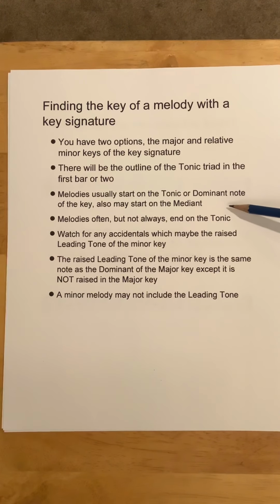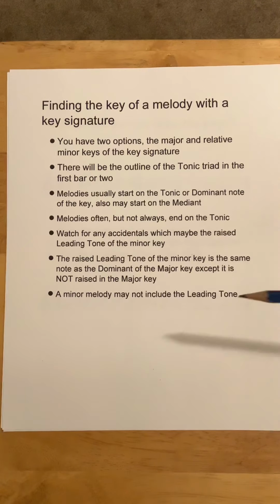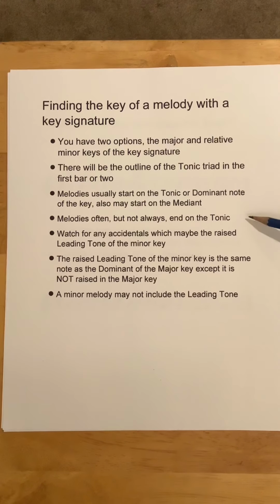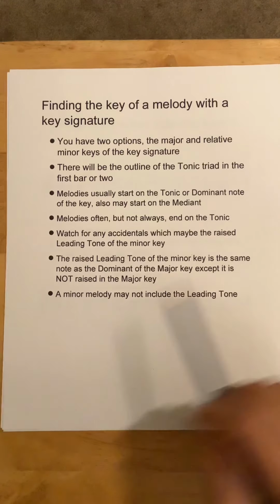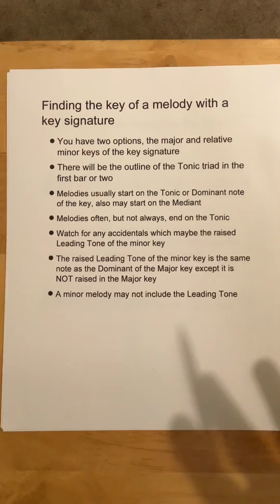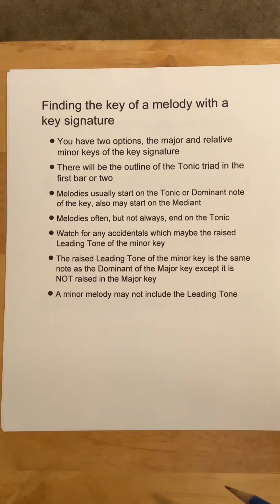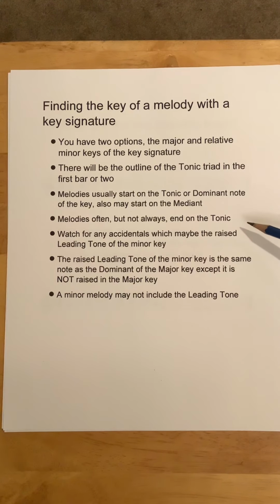Melodies usually start on the tonic or dominant note of the key. They also start on the mediant. Those are generally the three notes: the tonic, the dominant, and the mediant. Melodies often, but not always, end on the tonic. This is important, because a student will say, well, it ended on an A, so it must be A major. Well, no. There are only two flats in the key signature, so it can't be A major. You have to be a bit of a detective and go through a bit of a flow chart to figure out what key it is sometimes.